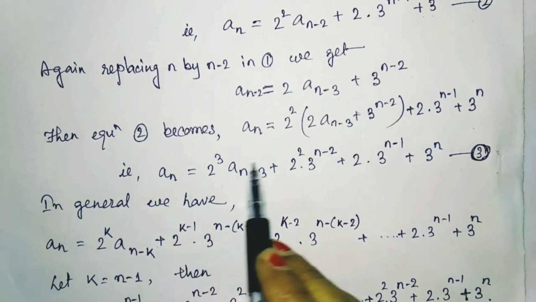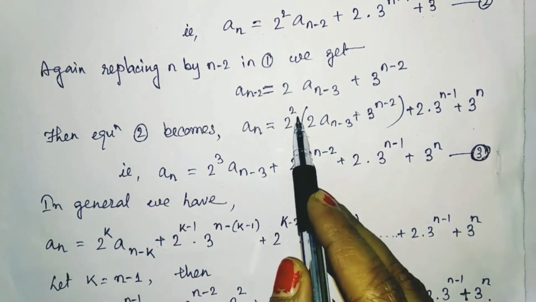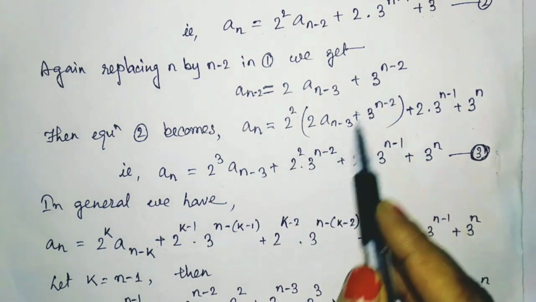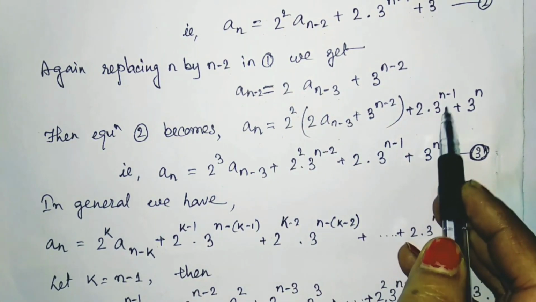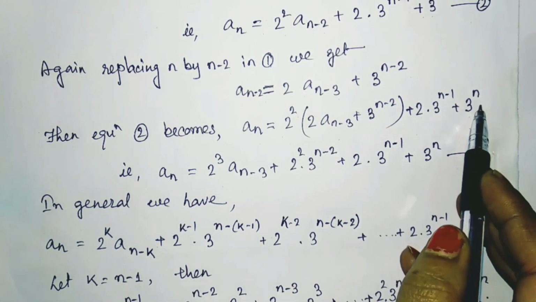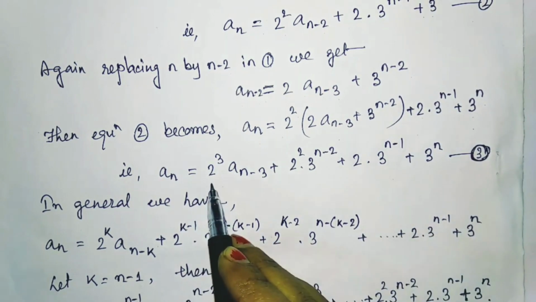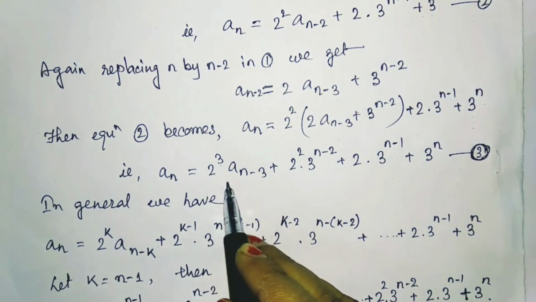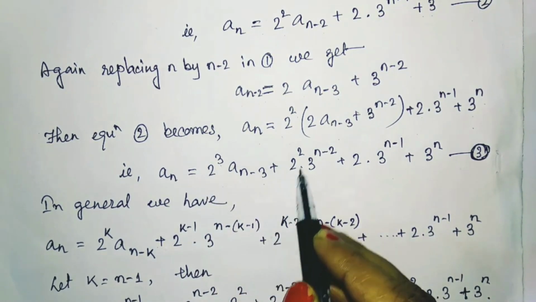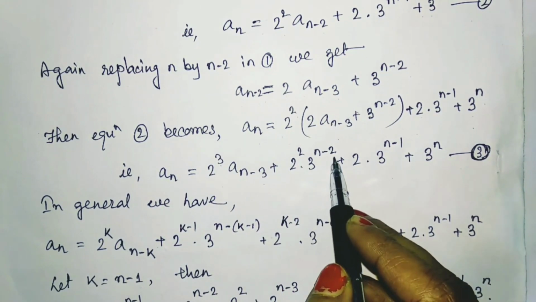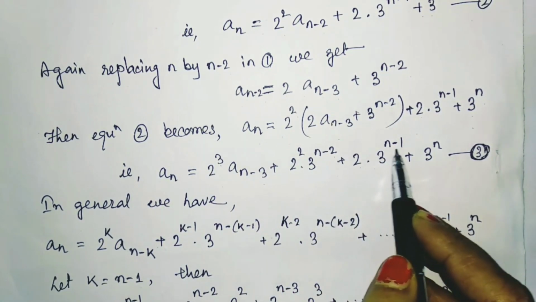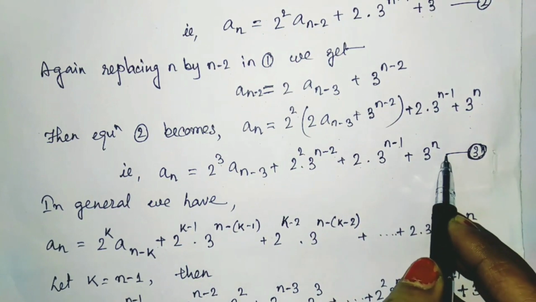then equation 2 becomes an equals 2 to the power n. Within the bracket we substitute this value, then plus 2 into 3 to the power n minus 1 plus 3 to the power n. After simplification we will find 2 to the power 3 into an minus 3 plus 2 to the power 2 into 3 to the power n minus 2 plus 2 into 3 to the power n minus 1 plus 3 to the power n.